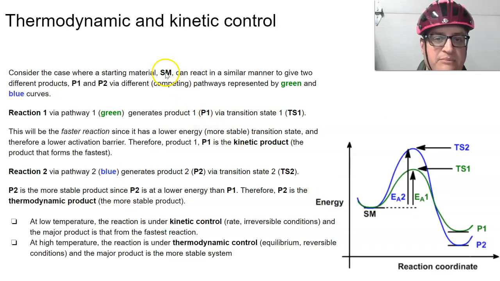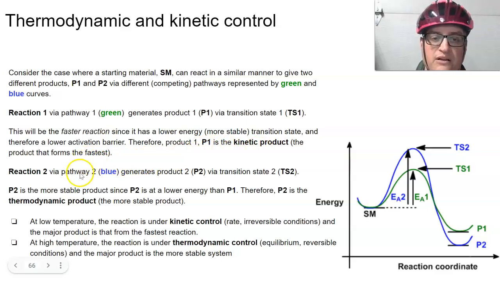So, as I've already stated, same starting materials, different products, and these would be competing pathways because both of these would be occurring at the same time. Likewise, if you had enough activation energy to make the blue compound, you would easily have enough energy to make the green compound. Now, reaction 1 will be the faster reaction because it has the lower energy. It's more stable than the transition state, therefore a lower activation barrier. Again, you would assume these starting materials would have the same temperature. Therefore, product 1 is called the kinetic product.